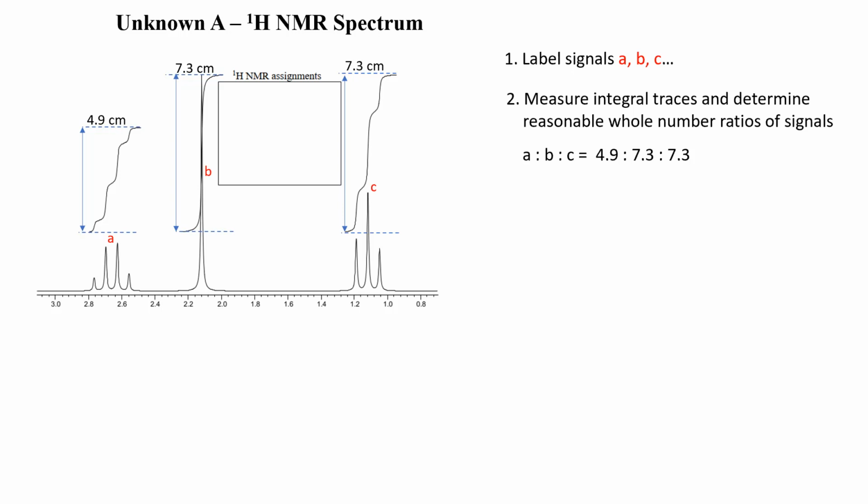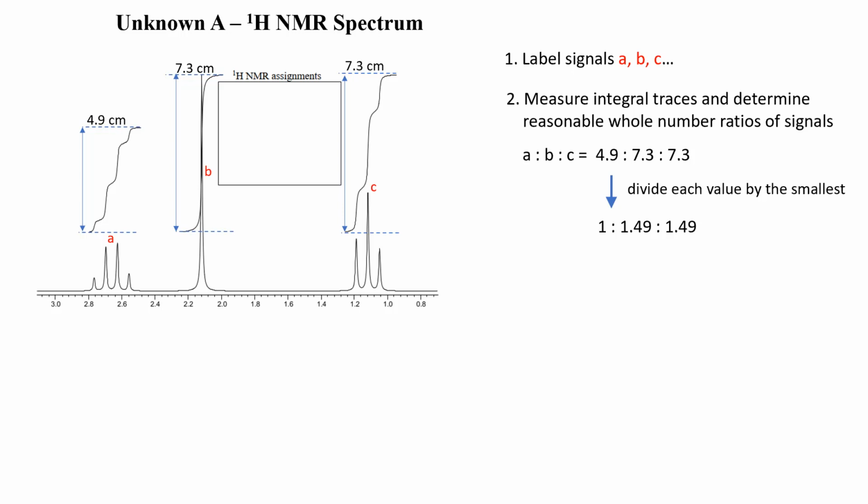Molecules don't have fractional protons, they have whole number ratios of protons, so we need to convert this ratio into a whole number ratio. The easiest way to do that is to first divide each value by the smallest value. So in this ratio, we'll divide everything by 4.9. That'll give us values of 1 to 1.49 to 1.49. Now this is still not a whole number ratio, but it's closer.